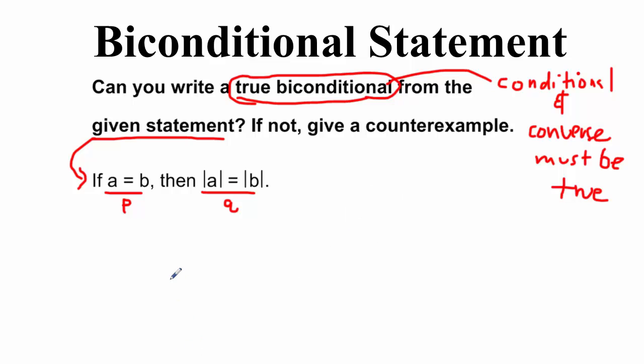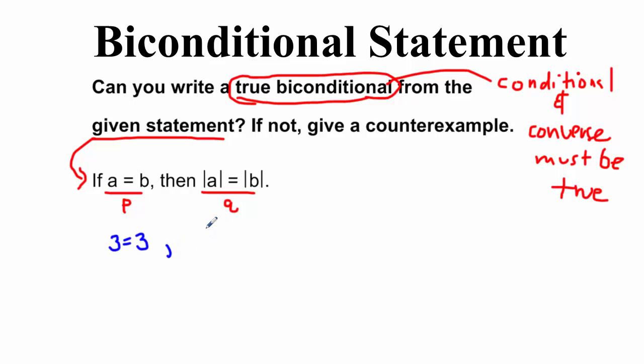So now let me go back and check, is this conditional true? It says here, if I have two numbers that are equal to each other, then the absolute value of each number will be equal to each other. So let me pick two numbers that are the same. Let A equal 3, let B equal 3. So I picked two numbers that are the same.